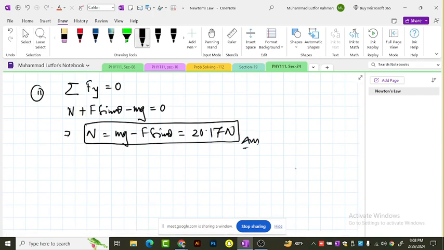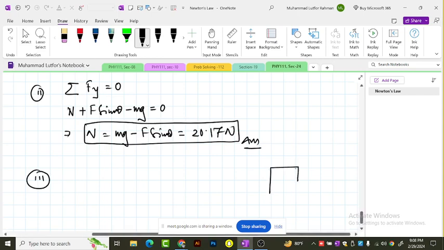Alright. Now the question number 3. This is important. Try to understand this one. They asked what should be that F minimum so that this block, instead of moving in the x direction, will fly off from the surface. We are going to find out.